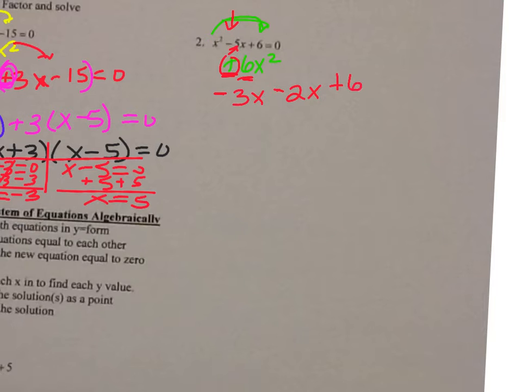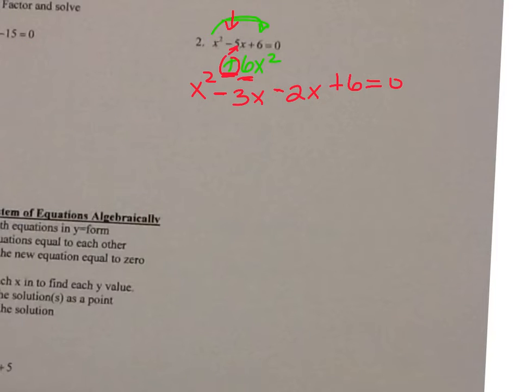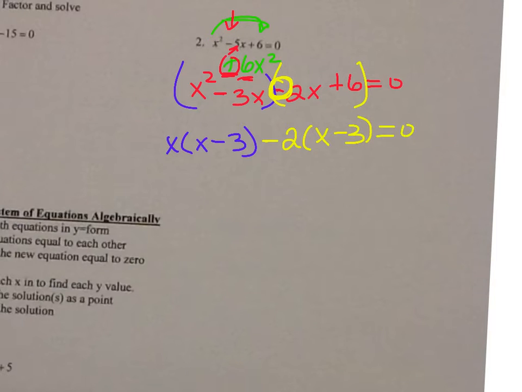Bring down the plus 6 at the end. Make sure it still equals 0. And bring down the x squared. All right, so we have 4 terms. So now we're going to factor by grouping. Blue group, yellow group. In the blue group, the GCF is x times x minus 3. In the yellow group, notice there's a minus here, so bring the minus down. So the GCF then is negative 2. Then we have x minus 3, still equal to 0. Set up your factors: x minus 2 times x minus 3 equals 0.